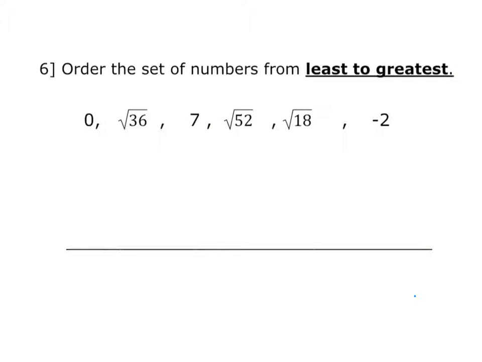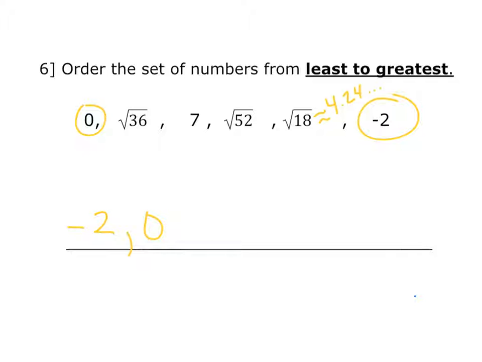Order these numbers from least to greatest. Now right away my eye is drawn to the negative. Negative is going to be the smallest value, followed by 0. And then I have a little bit of work to do, but I'm thinking that the square root of 18 is going to be the smallest of the square roots, but I want to put that in my calculator and check it.